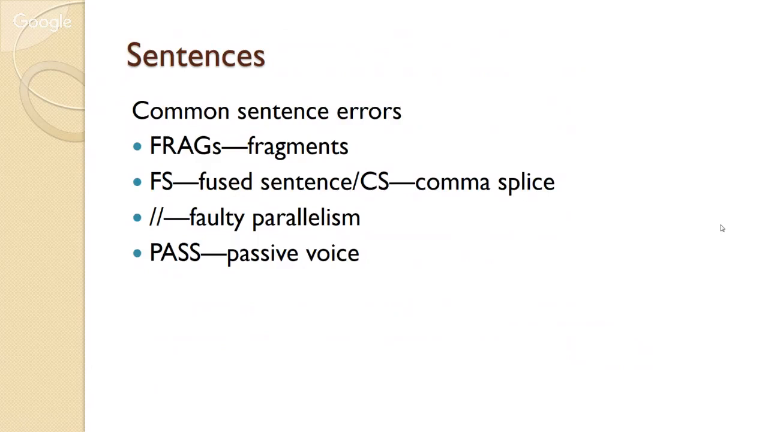And so we come to editing. Previously, we talked about punctuation and word errors, which are the two smallest units of meaning in writing. Now we're putting them together into sentences, and we're going to look at some common sentence errors, which are fragments, fused sentences, which includes comma splices, faulty parallelism, and passive voice.